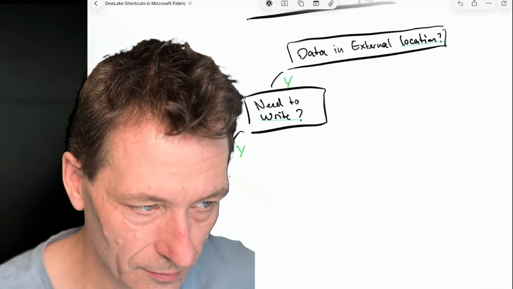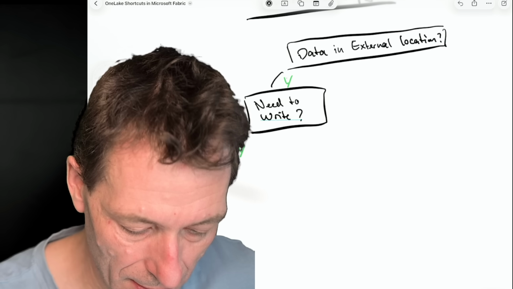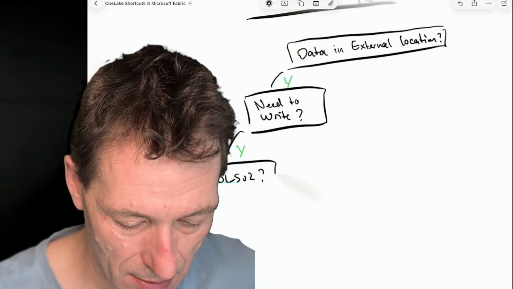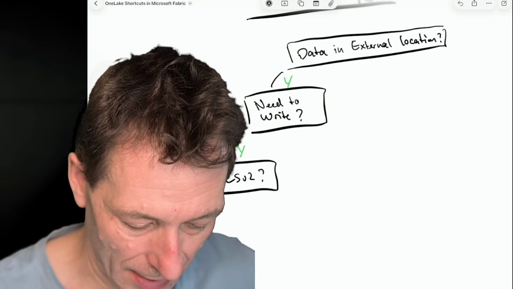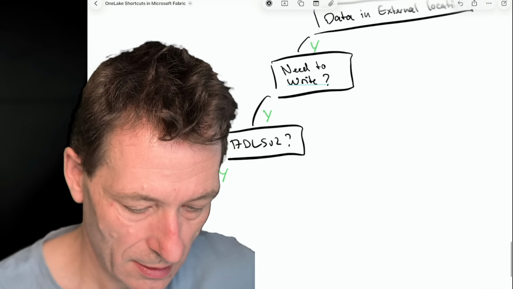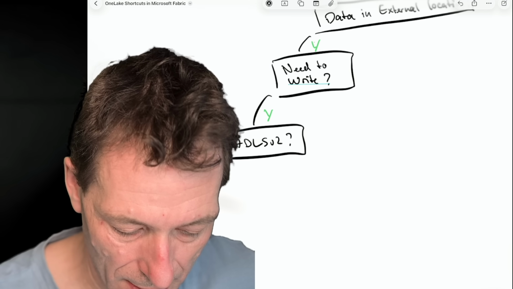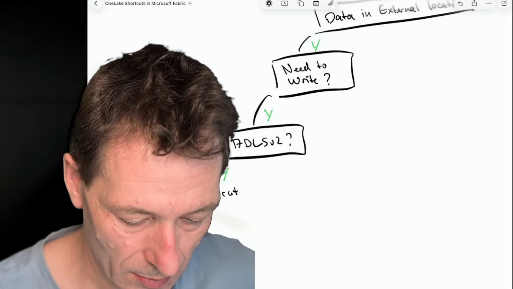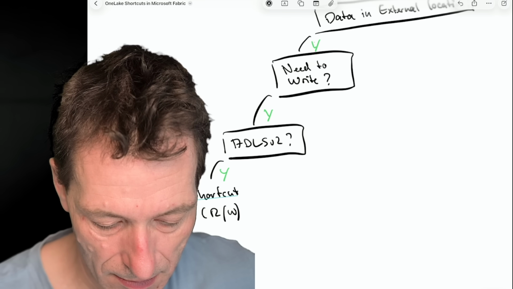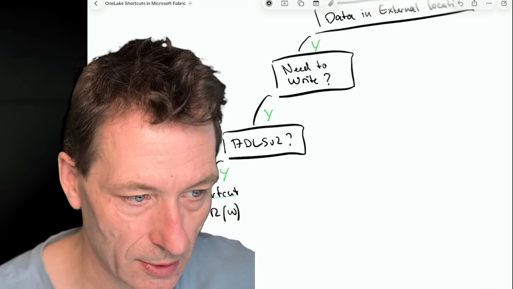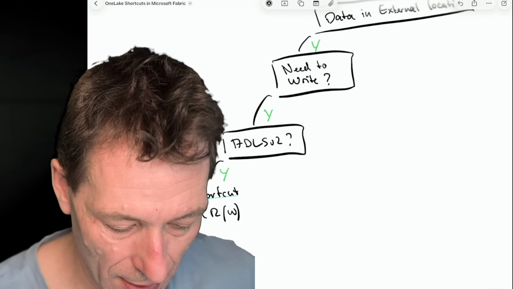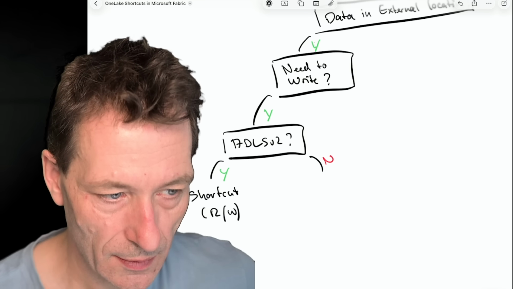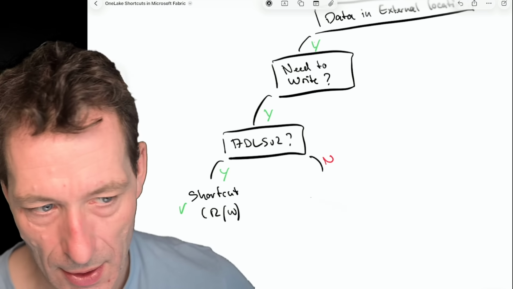then is it ADLS v2? If yes, then the decision is very clear. It's shortcut, because you can read-write. That's cool. Done. If it's not ADLS v2, no, then you need to copy the data to Fabric.